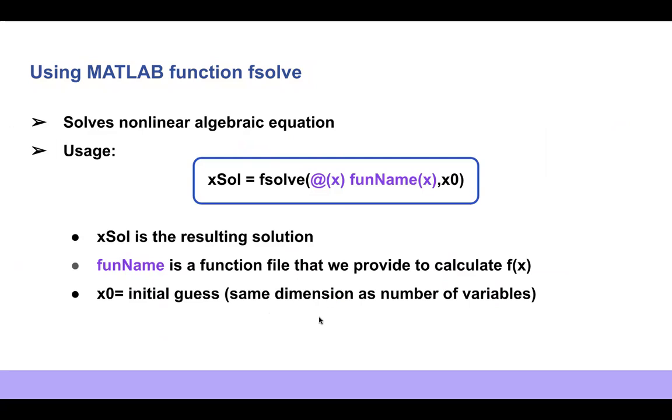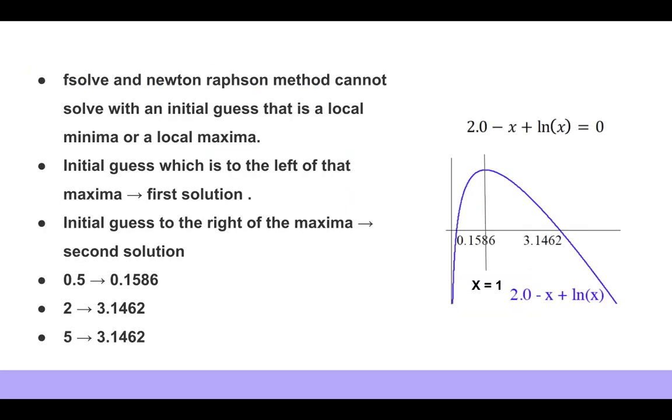In fsolve, you need to have a function, and you need to start with an initial guess. Now let me compare this. fsolve and the Newton-Raphson method cannot solve with an initial guess that is a local minimum or local maximum. If you see, x equal to 1 was a local maxima here, the maximum of this curve. You can start with such infeasible points. An initial guess to the left of the maxima gave you the first solution, and an initial guess to the right of the maxima gave you the second solution.